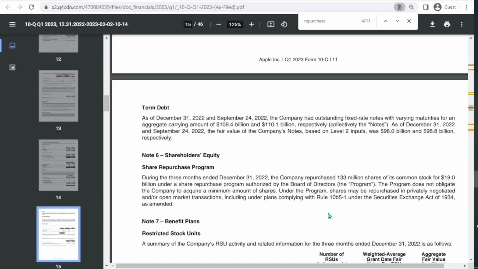Now, that is a key detail right there. They're basically saying, hey, you know what? If we authorize like $110 billion and we set that aside for share repurchases, we don't necessarily have to use all of that. That's essentially what they're trying to tell you right there. Now it says under the program, shares may be repurchased in privately negotiated and or open market transactions, including under plans complying with Rule 10b5-1 under the Securities Exchange Act of 1934 as amended. So we're going to see a little bit more of this as we move on. So I'm going to click enter again.